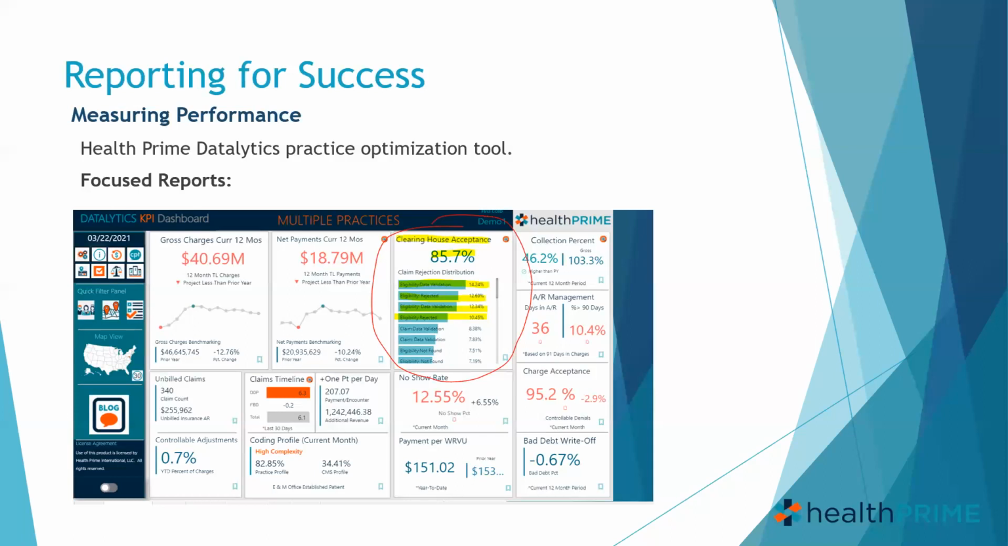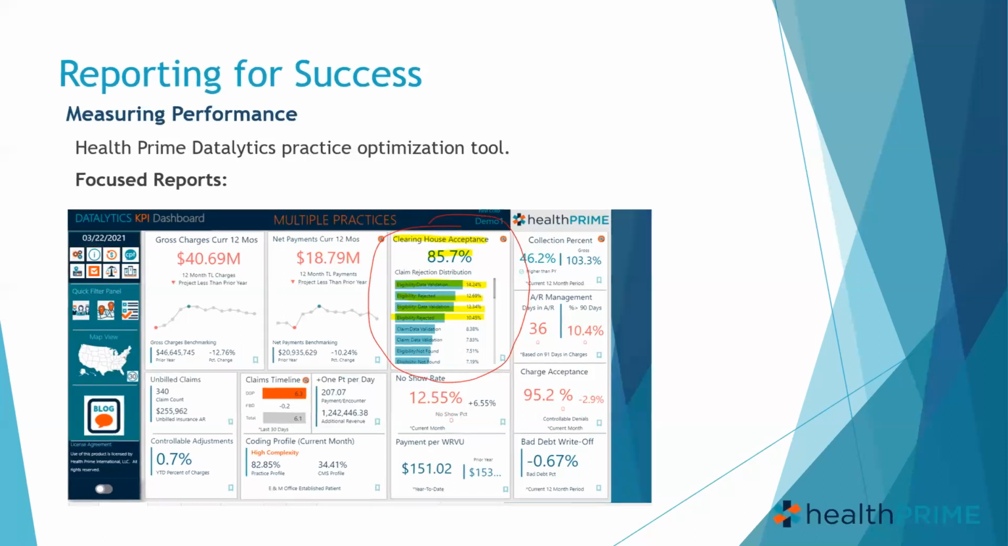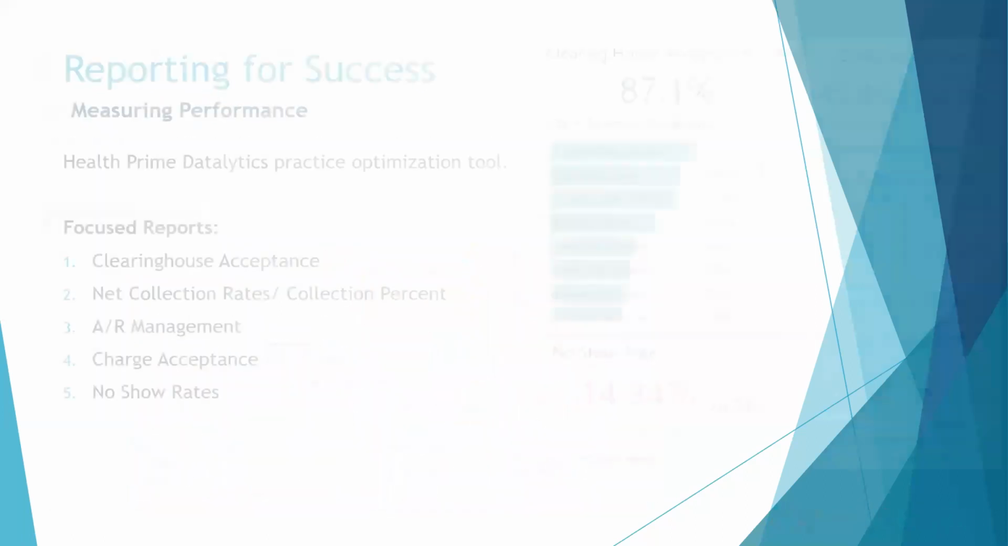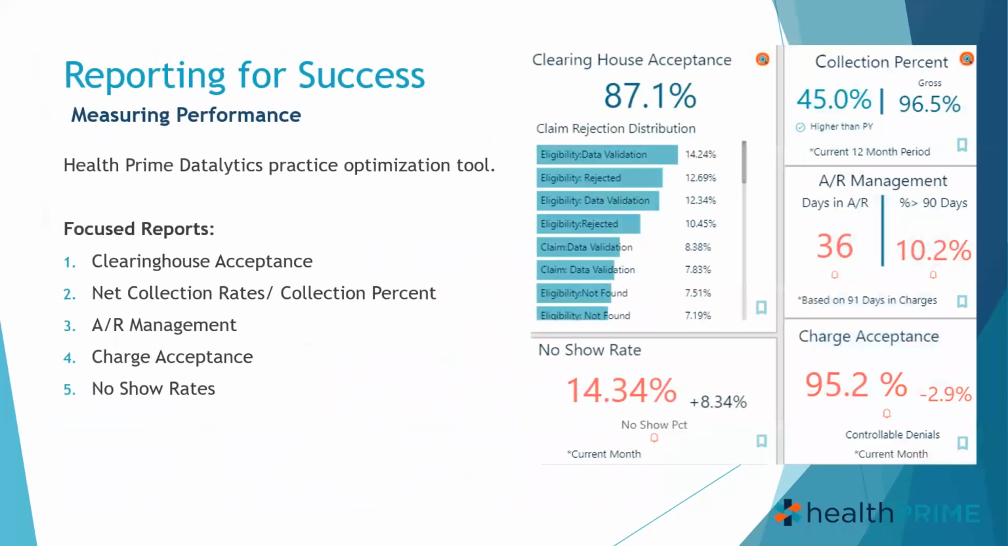I highlighted one report here where you can easily measure claim acceptance at the clearinghouse. This can give you a clear picture of the rejection rates and reasons behind those rejected claims. The data in this tool is pulled directly from your practice management database and organized in a way that supports your practice's reporting needs, whatever they may be. There are so many reports in this tool that I find extremely helpful.